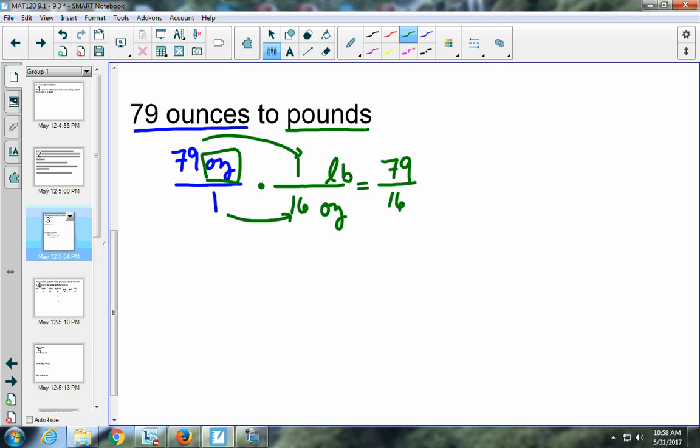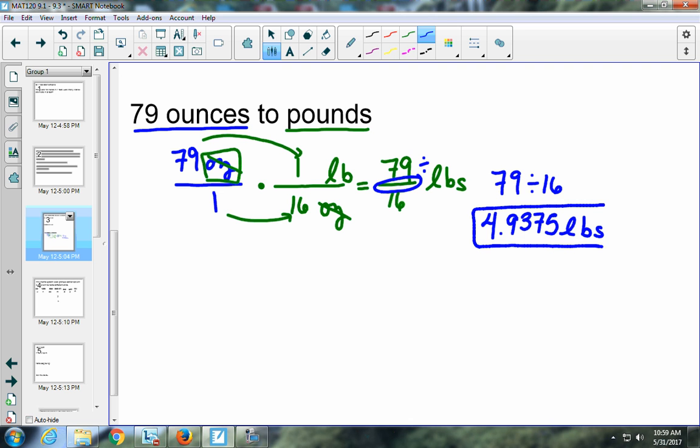So I have 79 over 16 pounds, because these ounces cancel out. But most of the time, we're asked to give these answers in decimal form. So remember, this fraction bar really means division. So I'm going to do 79 divided by 16. And if I do that, I get 4.9375. And my units stay pounds.